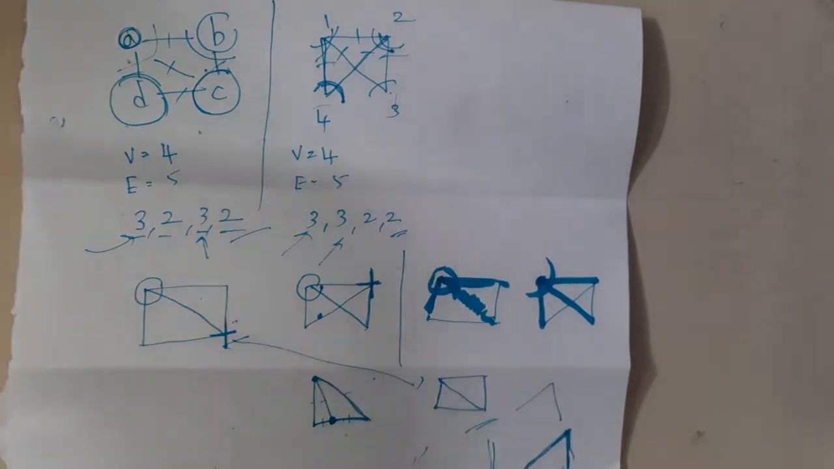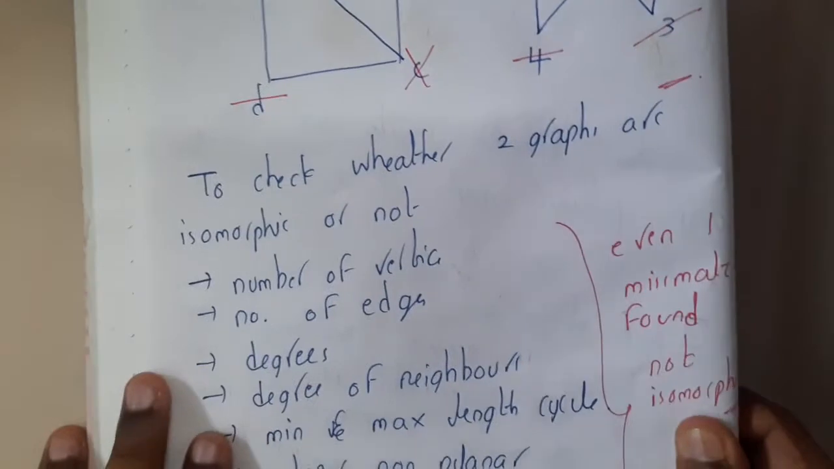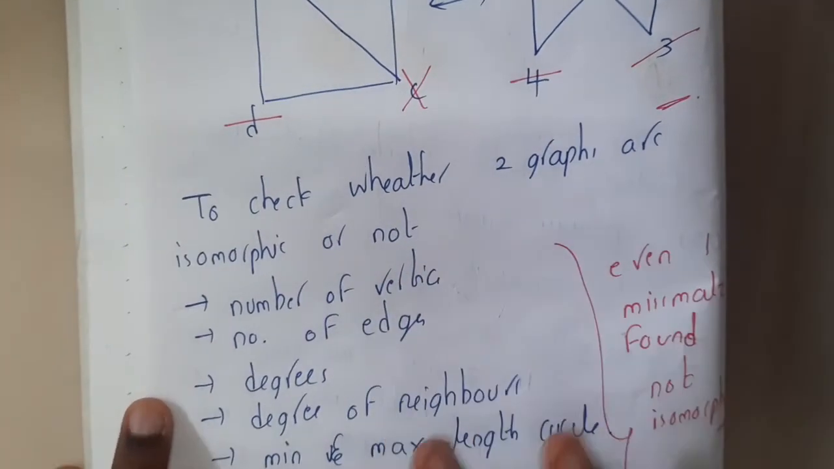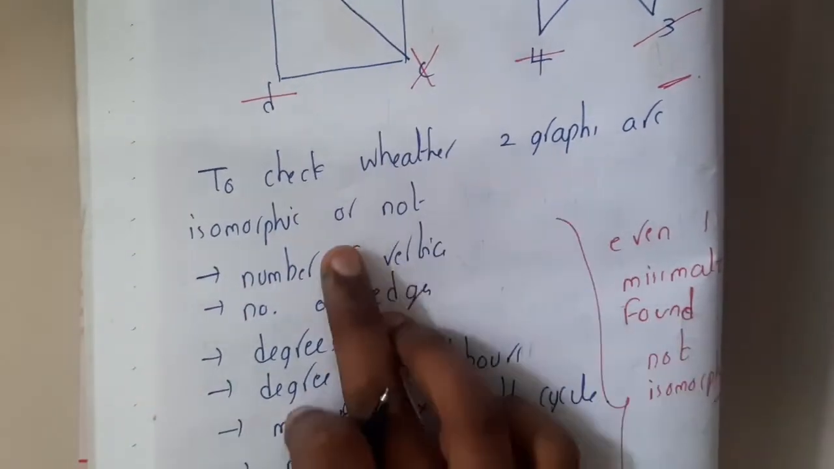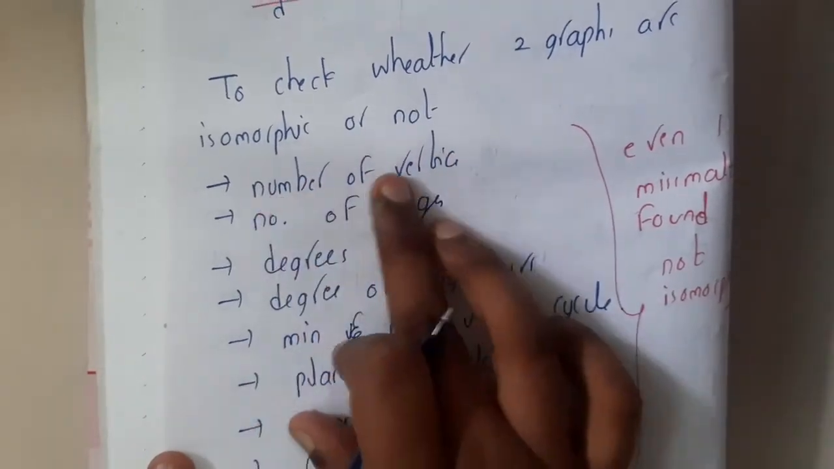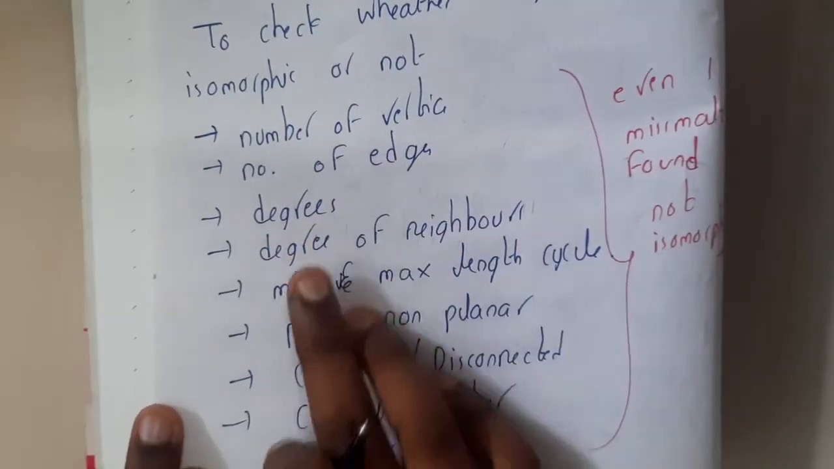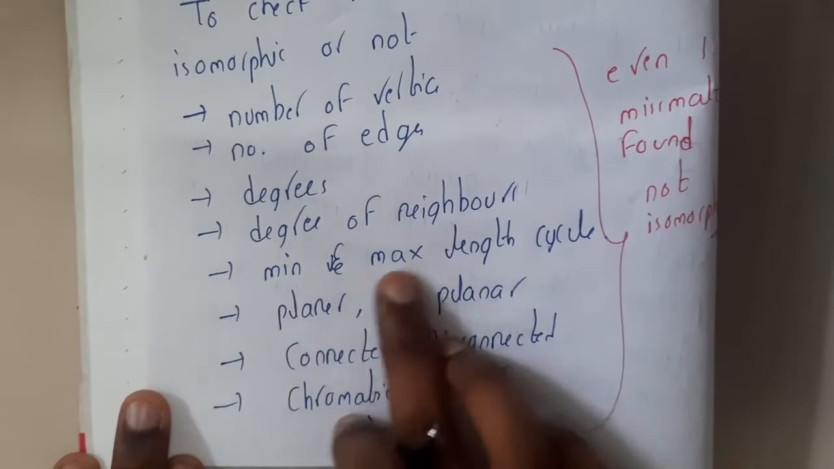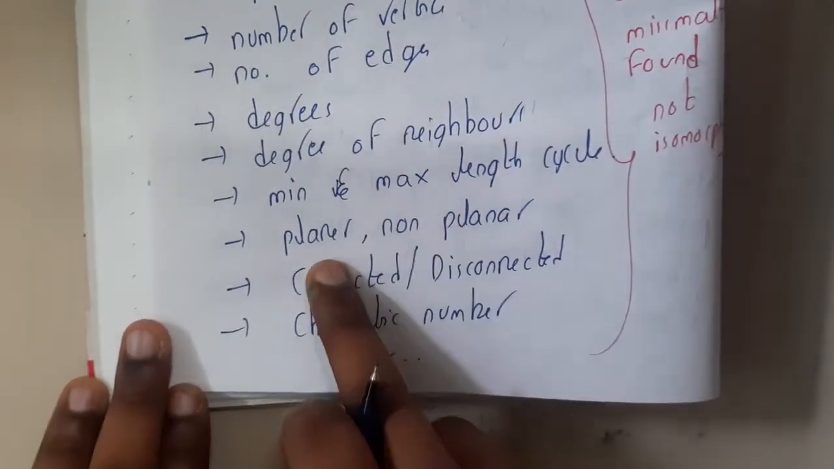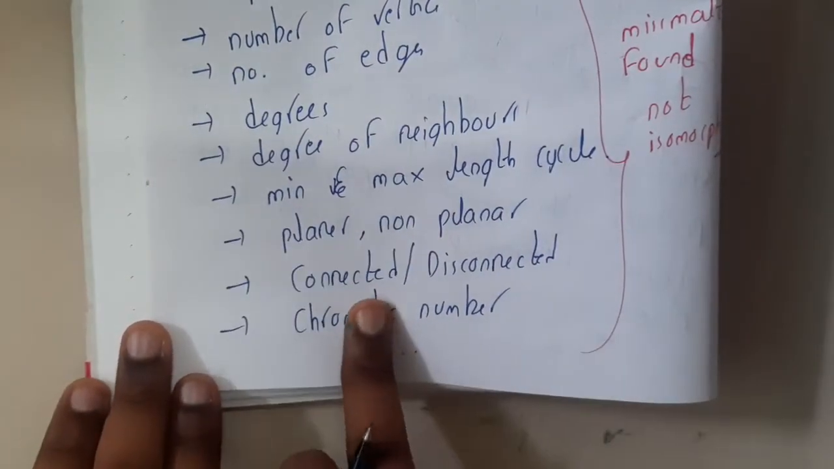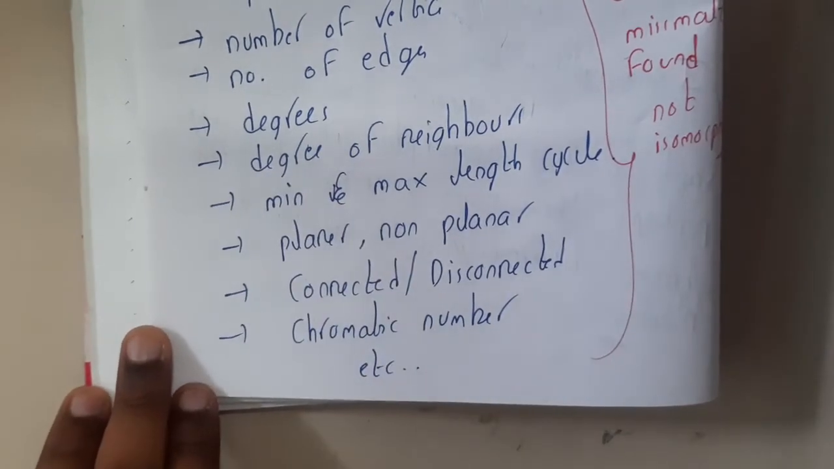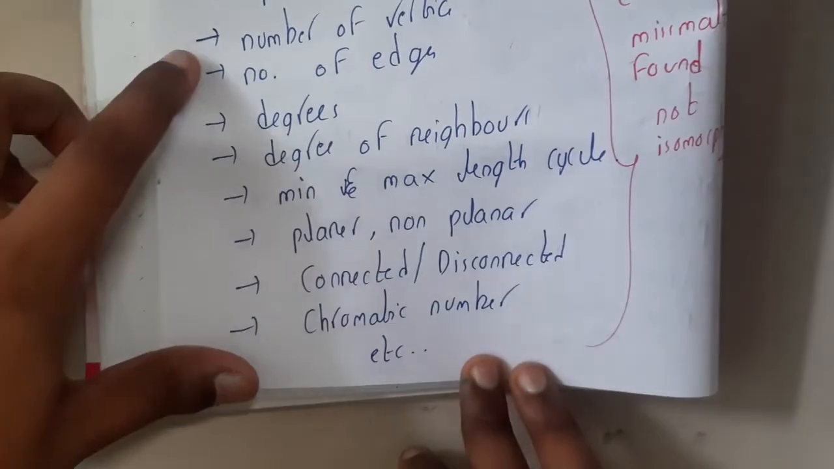Okay, guys, there are various examples in our PYQPs. So while solving PYQPs, you will get more and more clarity, guys. Okay, so here I wrote some basic steps to check whether two graphs are isomorphic or not. We will first check the number of vertices, then the number of edges, then the degree of neighbors, then the minimum and maximum length of cycle, then whether they are planar or not, whether they are connected or not. We can count even the chromatic number, etc. There are many steps, guys.